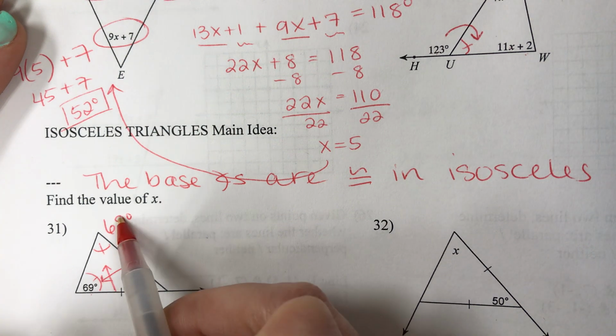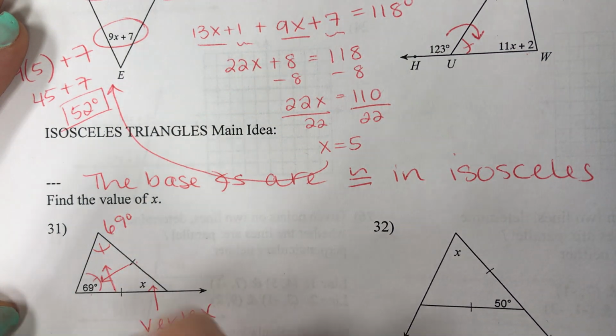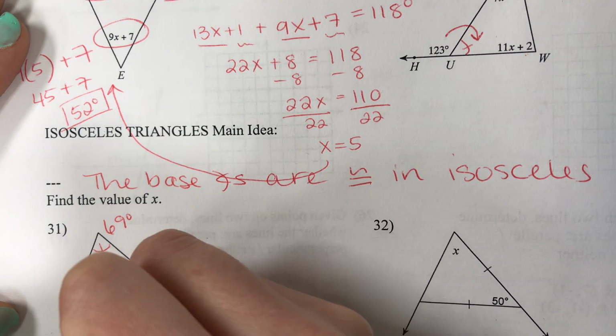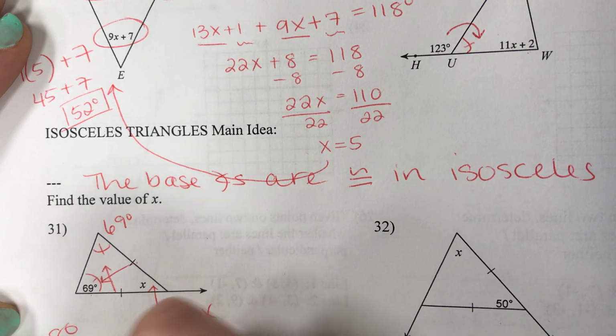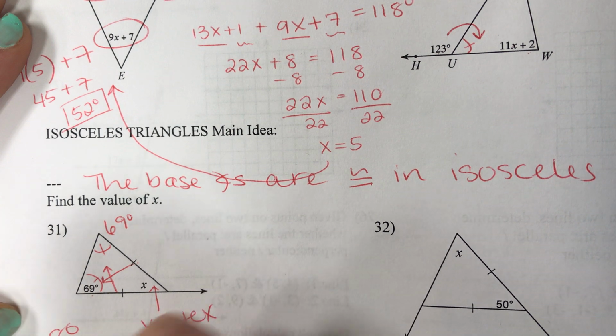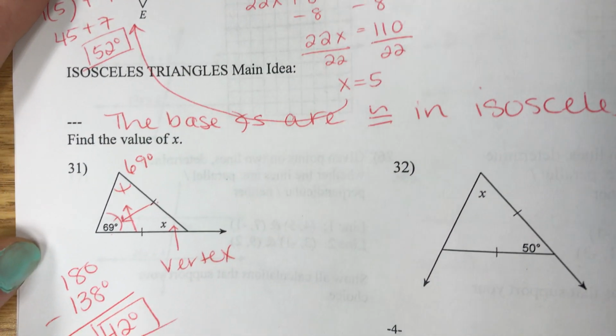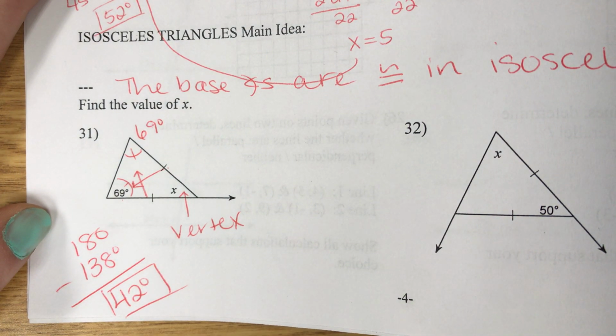Then I can use the triangle sum theorem, 69 plus 69. That's like 70 plus 70 being 140 and then subtracting 2. So I'm going to get 138 degrees for the sum. Subtract from 180, and I think you're going to get 42 for x. And we're putting that in.